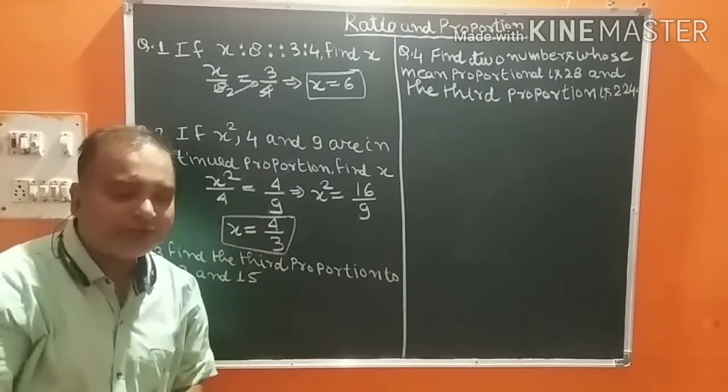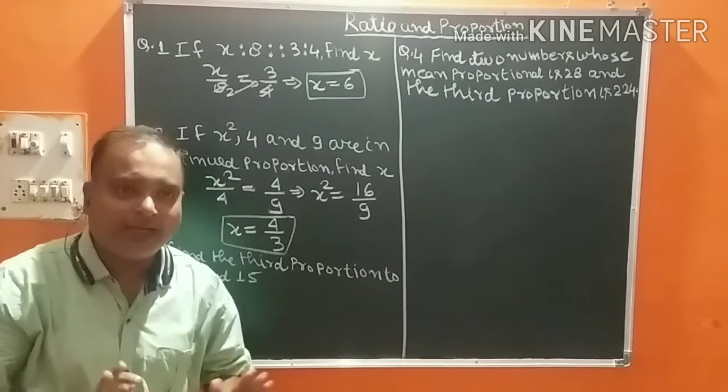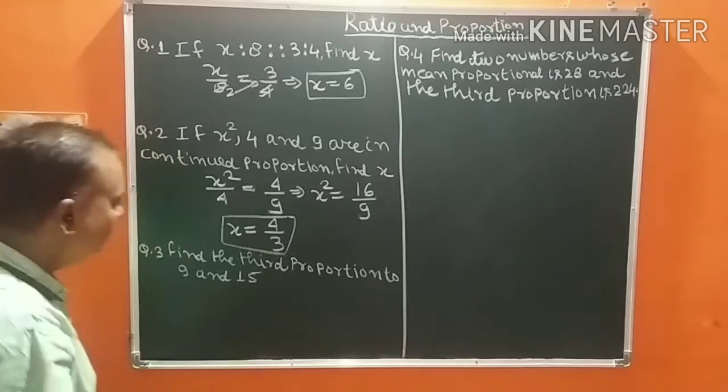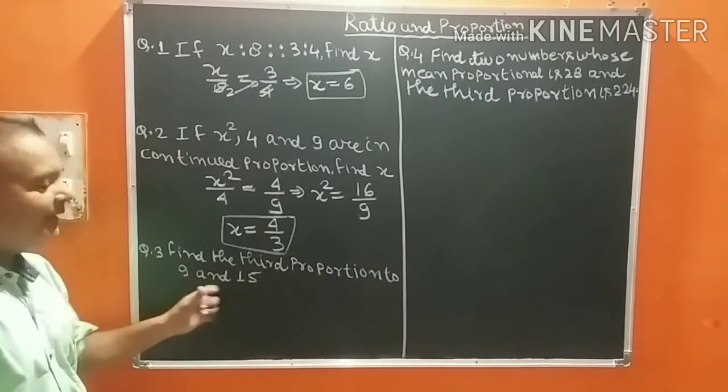Now why do we take the positive sign? Because the ratio of two quantities cannot be negative. Is it clear? Now next, find the third proportion to 9 and 15.